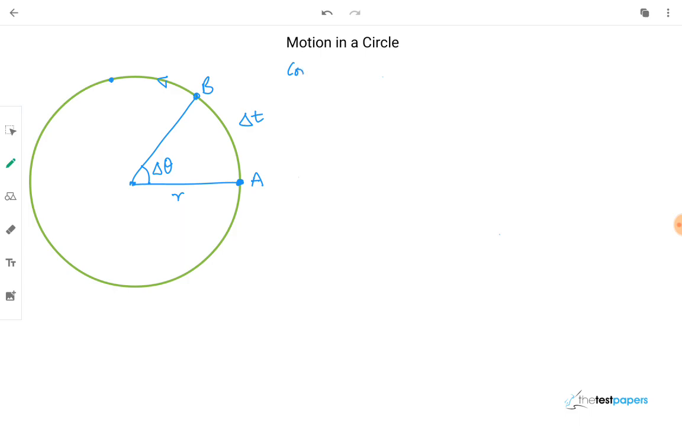So the speed of this particle is constant, and let's assume that for the particle to move from point A to point B, it has covered distance AB, which is the arc of the circle, in time delta t. So v, the linear speed v, is AB by delta t. Let's call this equation 1.